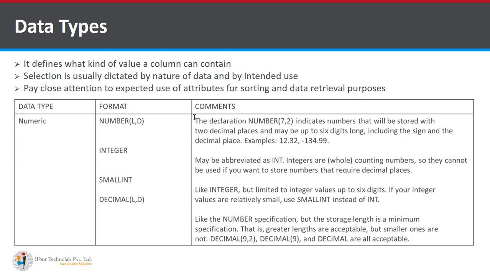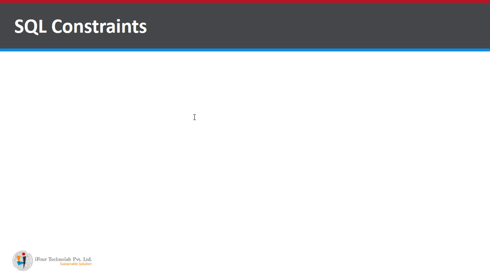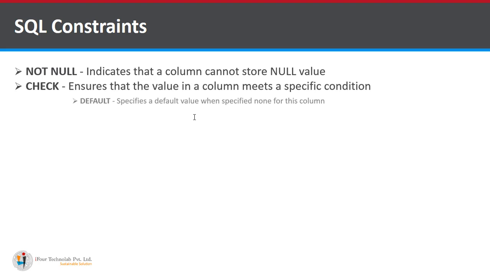Let's move to the next point, data types. It defines what kind of value a column can contain. I already explained this while creating the table employee. There are integer, varchar, character. These all are types of data. Pay close attention to expected use of attributes for sorting and data retrieval purposes. Main data types are numeric: number, integer, small integer, decimal. Character: char(L), varchar(L) or varchar2(L). Date for date and time format. Constraints are part of a schema definition which ensures a few rules which must be followed during schema generation. Here we have not null constraint, check constraints and default constraints.